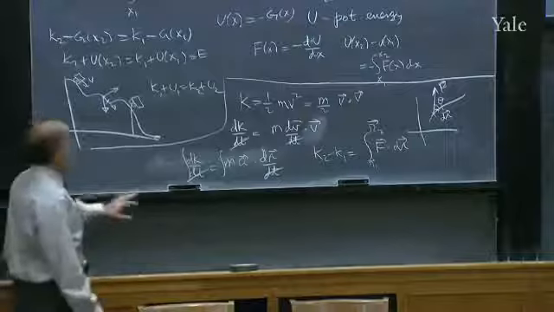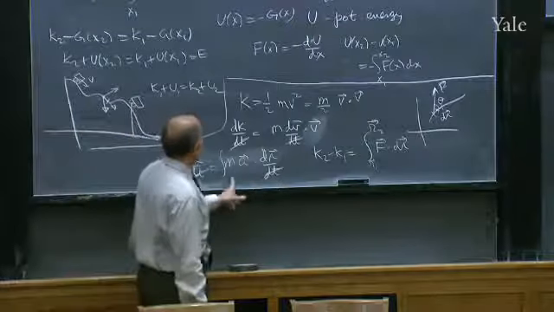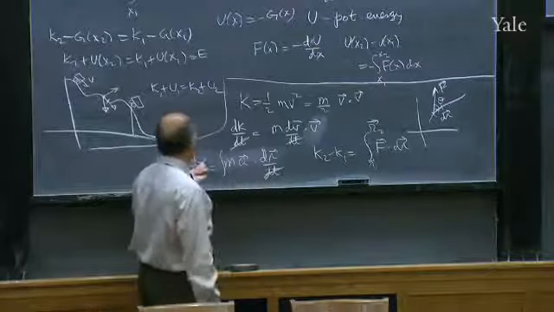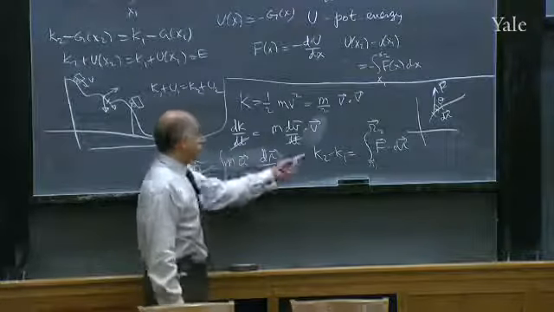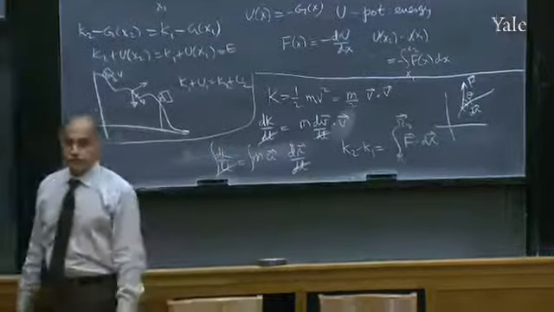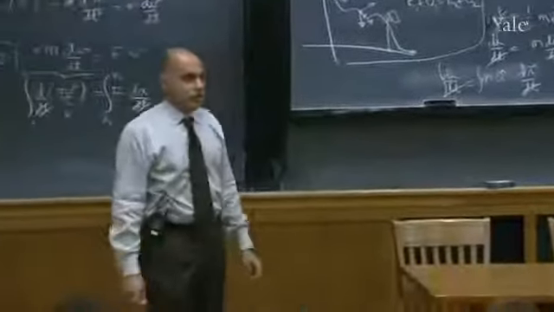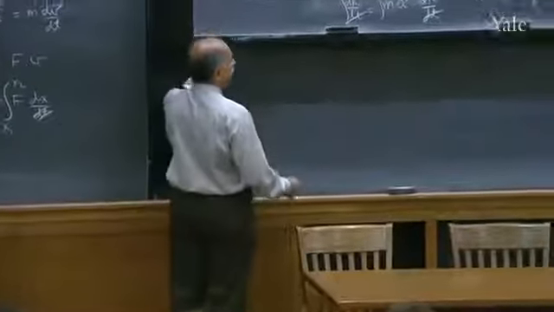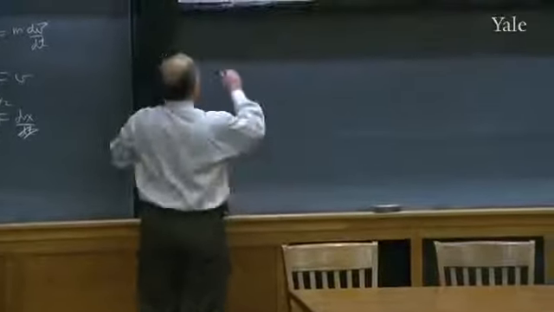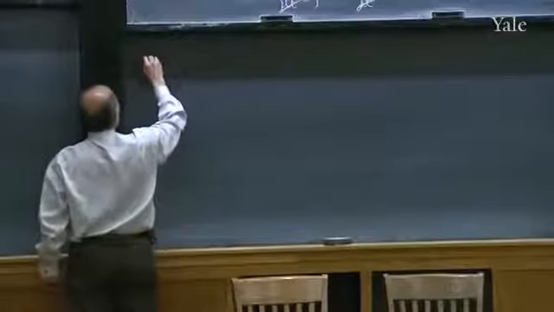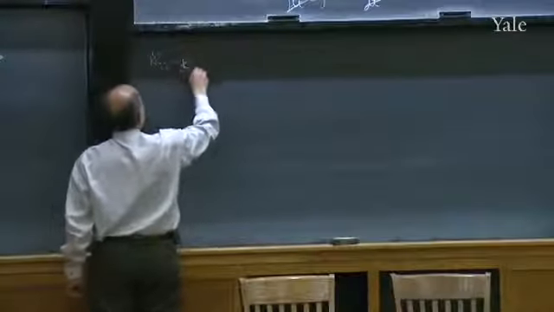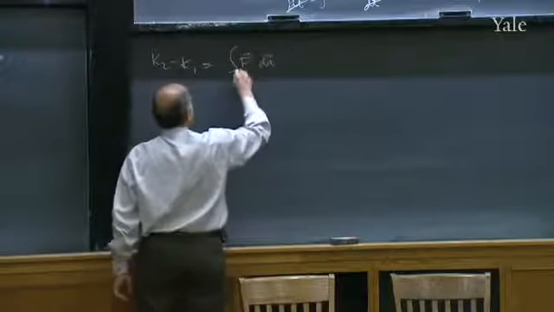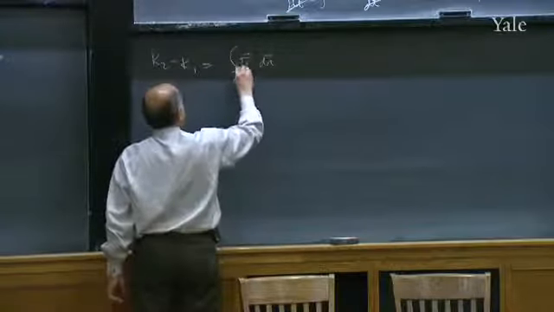You guys with me now? In spite of the little mess up here, this ma is my force, the dt's got cancelled, and the dk is added up to k2 minus k1, and this is that integral. All right, so now it looks pretty good. Except for the complication that you have a dot product here, you have this nice result that k2 minus k1 is the integral of f dot dr from r1 to r2.